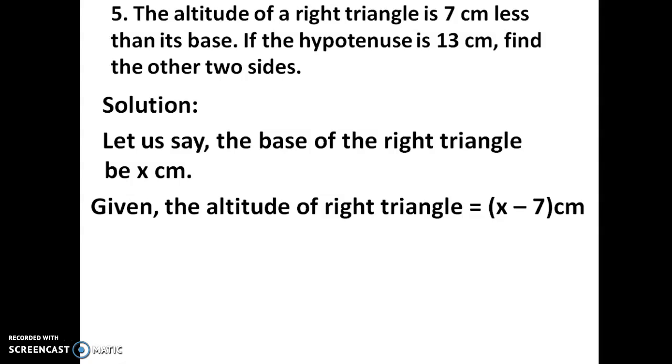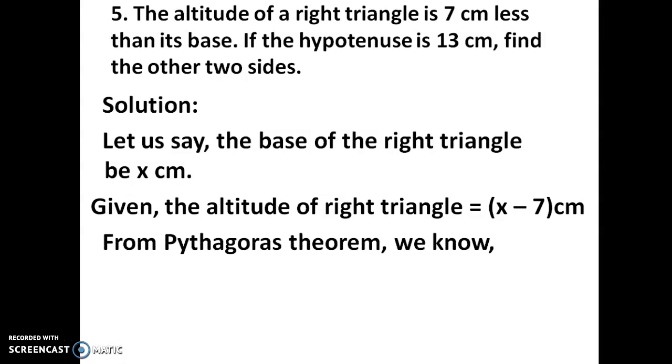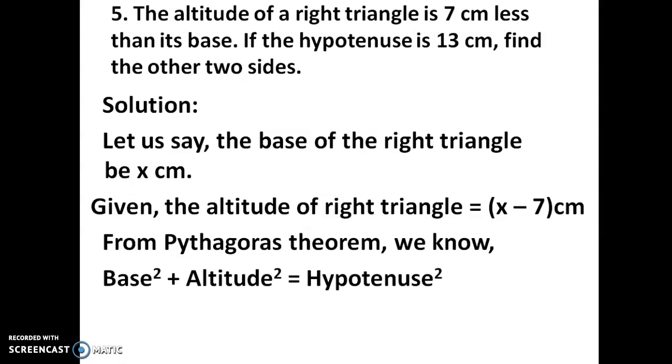Okay. So hypotenuse we already know. So we can use the Pythagoras theorem. So base square plus altitude square equal to hypotenuse square. This is what the Pythagoras theorem says. So substitute in this formula. So after substituting, I got x square plus x minus 7 the whole square equal to 13 square.